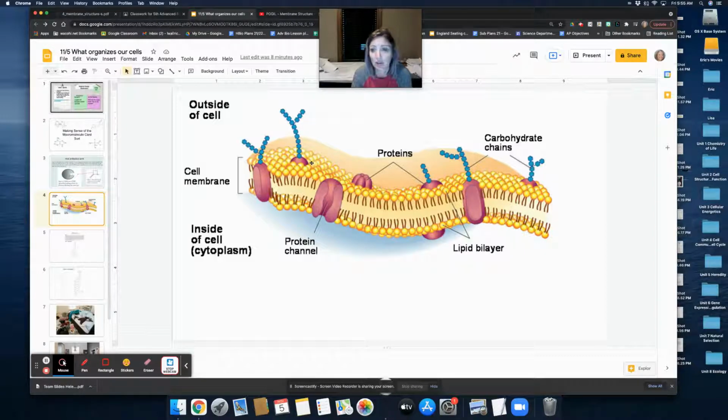Keep looking, and you have these little carbohydrate chains hanging off, which are important in cell-to-cell communication. And then you have some proteins which aren't actually going through the cell membrane, but are on top of the cell membrane, and that has to do with their polarity. Okay, so let's go to the worksheet.